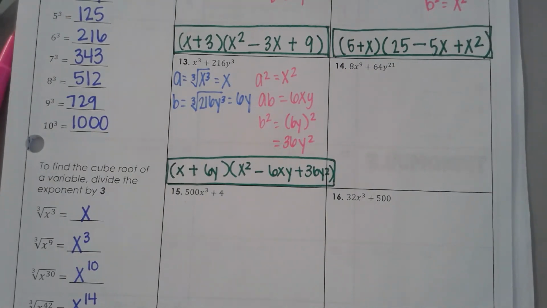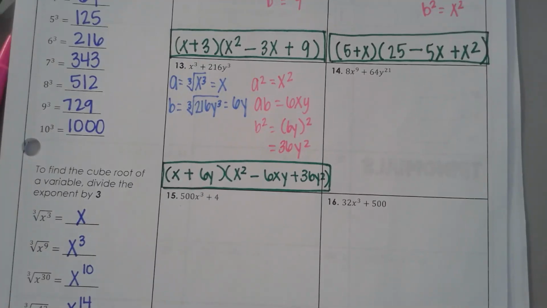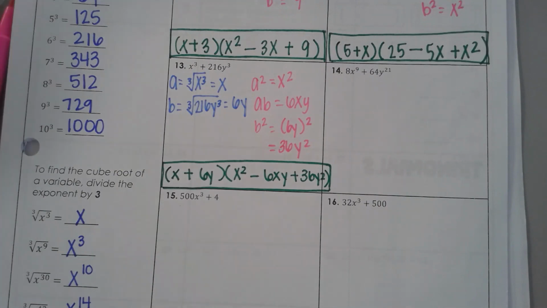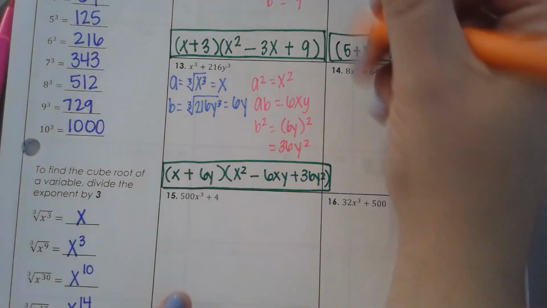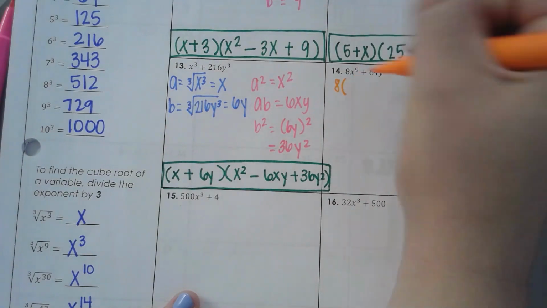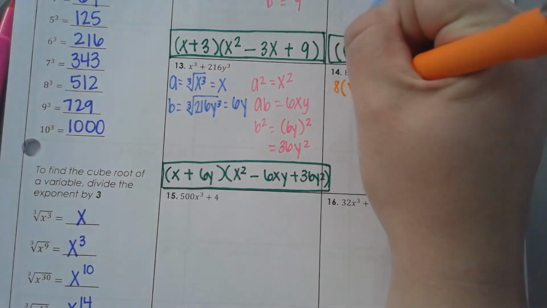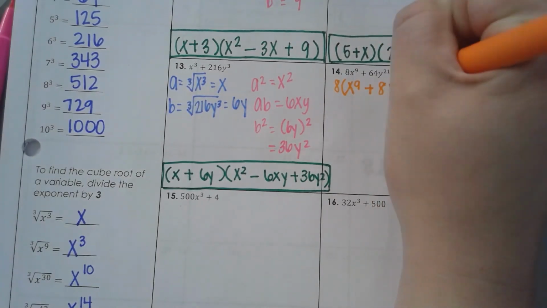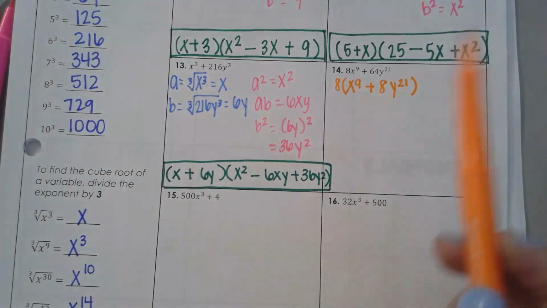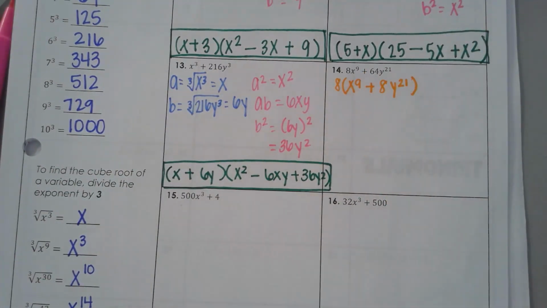And I have to write smaller. Number 14. Is there anything you can divide both 8 and 64 by? 8. You can divide them both by 8. So we have a GCF of 8. Leaving me, in the x, these are different variables, so you can't take out any x's. So it would be x to the 9th plus 8 y to the 21st. And because the 9 and the 21 are divisible by 3, they are considered perfect cubes. The exponents there.